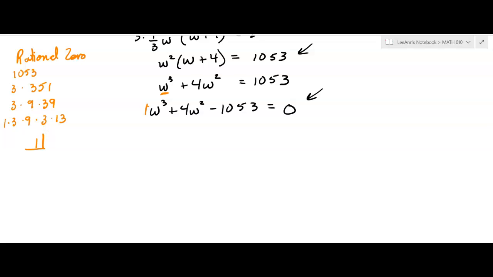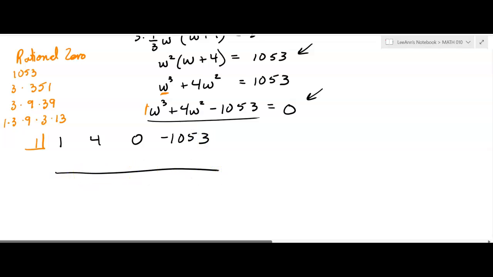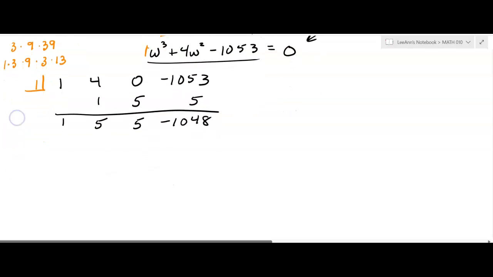Now, I'm going to need the coefficients off here. I'm going to need a 1, a 4, a 0, and a negative 1053. And what I'm looking for is for my remainder to be 0 so that I find the 0. Okay, bring down the 1, 1 times 1, 4 and 1 is 5, 5 and 0 is 5. Yeah, this isn't going to be close. So it's going to be like negative 1048 or something, like way off. Okay, so 1 didn't work. Let's try 3. Again, I don't have to try any negative numbers here.